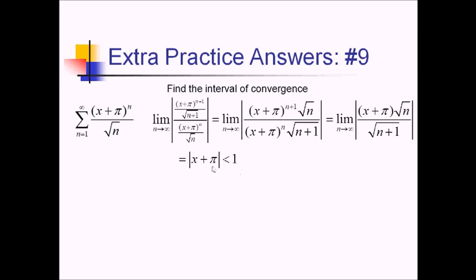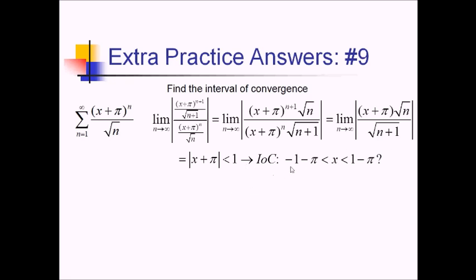And we're going to rewrite this without absolute value. So -1 less than x plus pi less than +1. But is this the true interval of convergence? And you'll notice here I also kind of skipped a step and subtracted pi all over the place. So I have -1 minus pi and 1 minus pi. Is this the true interval of convergence? We have to test the endpoints.